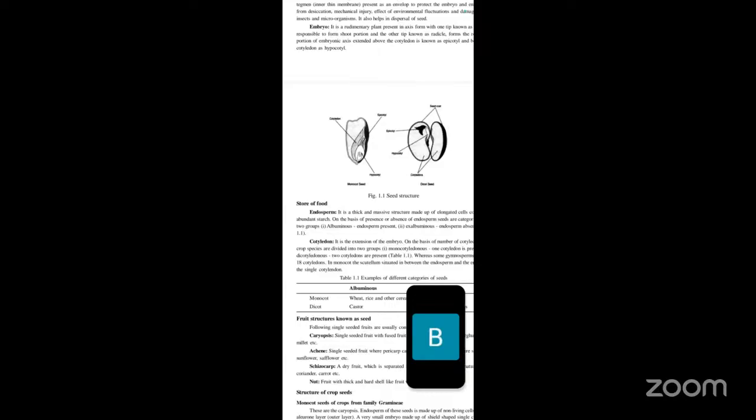Therefore, little physical activity takes place at these temperatures. Storage like this is not practical for commercial seed storage, but it is useful for the storage of germplasm.